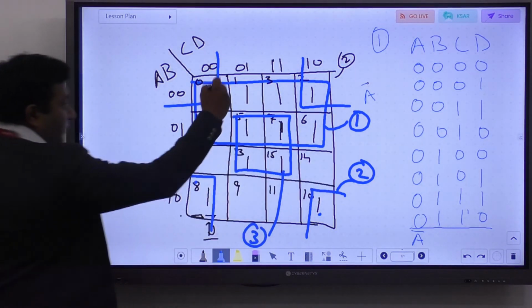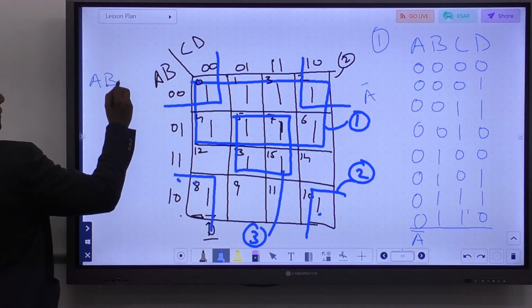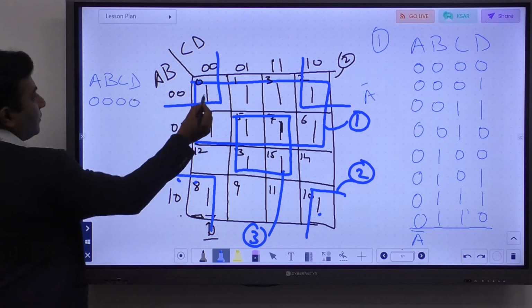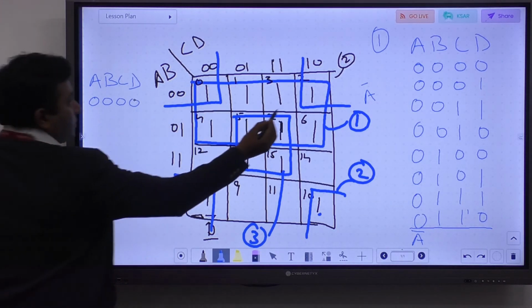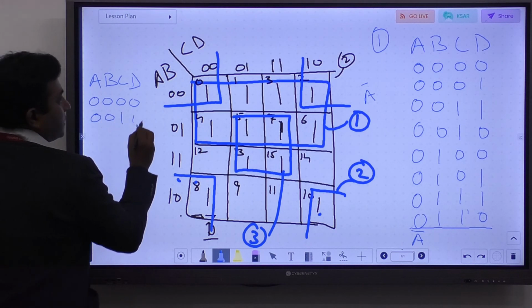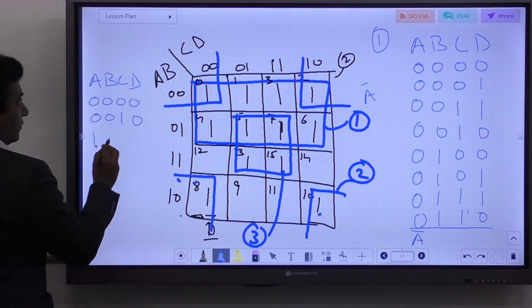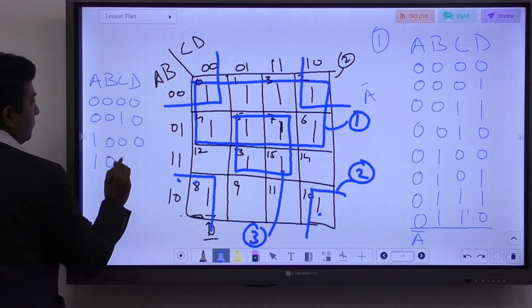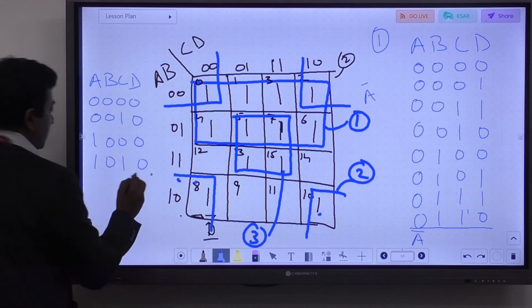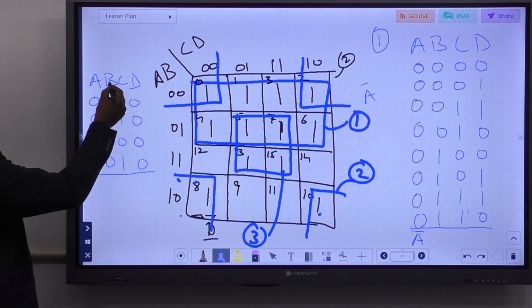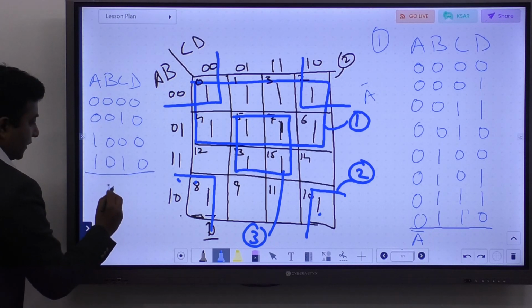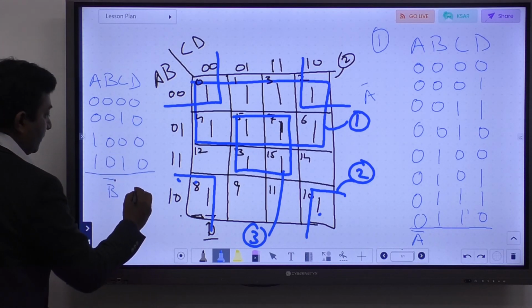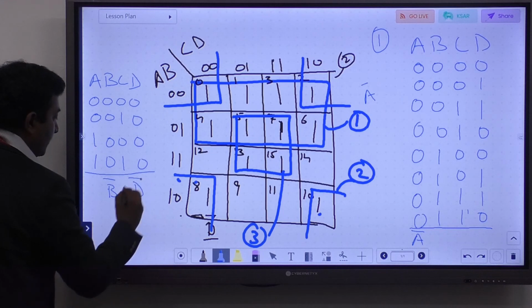From group 2, which is all the four corners, we can write the values of all the members of this group. It is 0, 0, 0, 0 from this particular minterm, and from this minterm it is 0, 0, 1, 0. For this minterm it is 1, 0, 0, 0, and for this minterm it is 1, 0, 1, 0. So the consistency is at B, so we will write it as B bar. If it would have been 1, we would have written B. And this one is D bar.